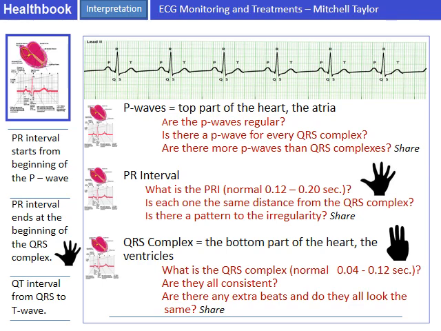So what we'll do is go 1, 2, 3, 4, and we see 4 whole boxes and a half a box. So 4 times 0.04 is 0.16, because it's 0.04 for every little tiny box. That's 0.16, but we're going to add half of a box and make it 0.18. So my PRI, or my PR interval, is 0.18.